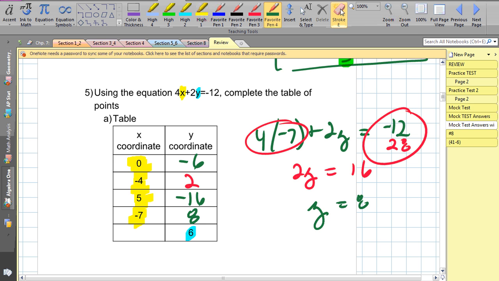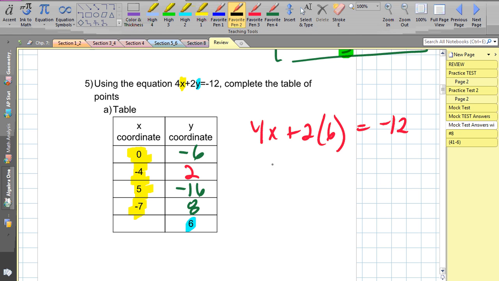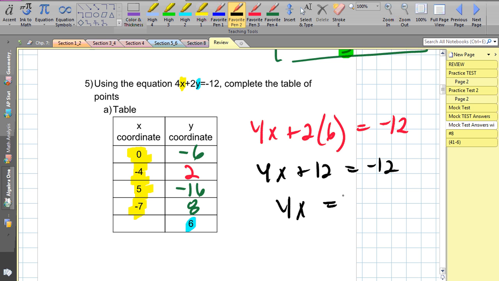And the last one, notice it's a little backwards. I'm not going to be plugging in a value for x. I'm going to be plugging in a value for y. So this is 4x plus 2 times the value of y, which is 6, equals negative 12. So this is going to be 4x plus 12 equals negative 12. When you bring this 12 on the other side, it becomes a negative 12. So that's going to be a total of a negative 24. So altogether here, we got x equals negative 6.